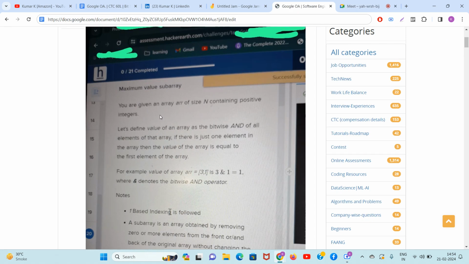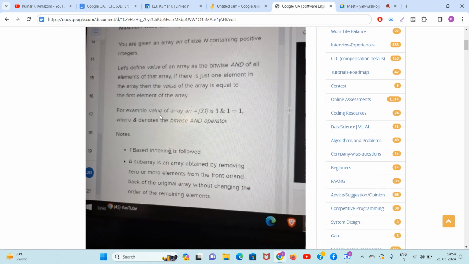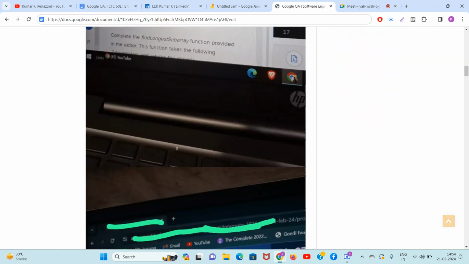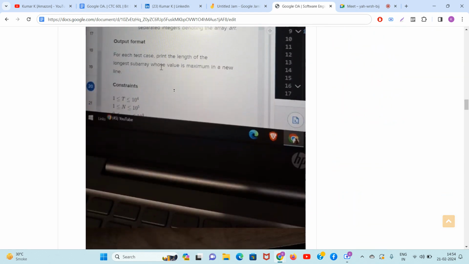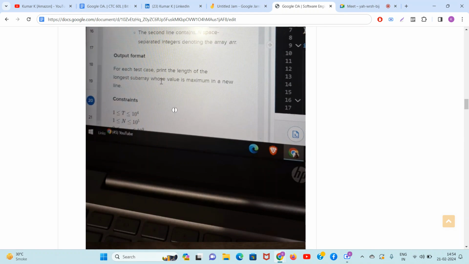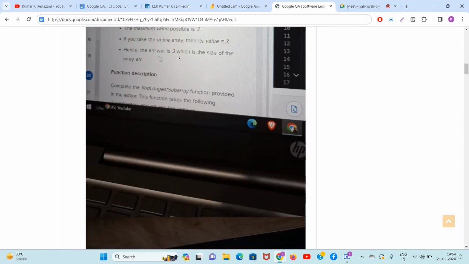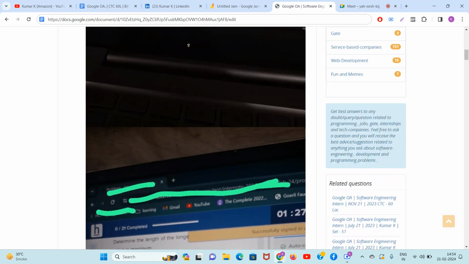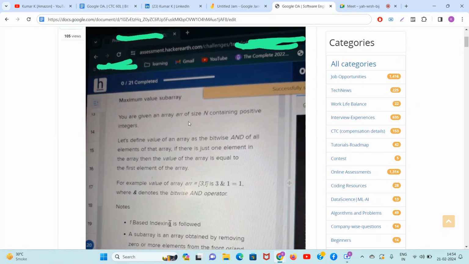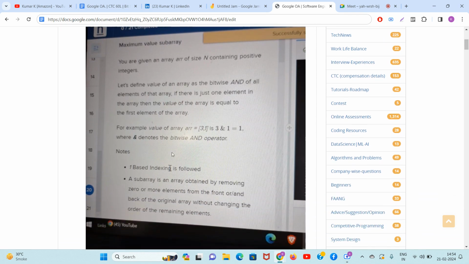You are given an array of size n containing positive integers. Only positive integers are there, guys. Positive, just like I tell you, stay positive. Let's define the value of an array as the bitwise AND of all the elements of that array. If there is just one element in the array, then the value of the array is equal to that integer. For example, 3 and 1 is given to you. So 3 and 1 is 1.